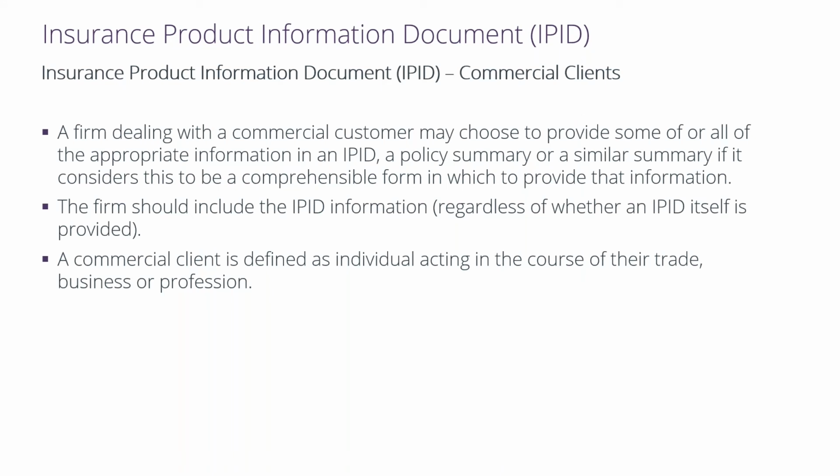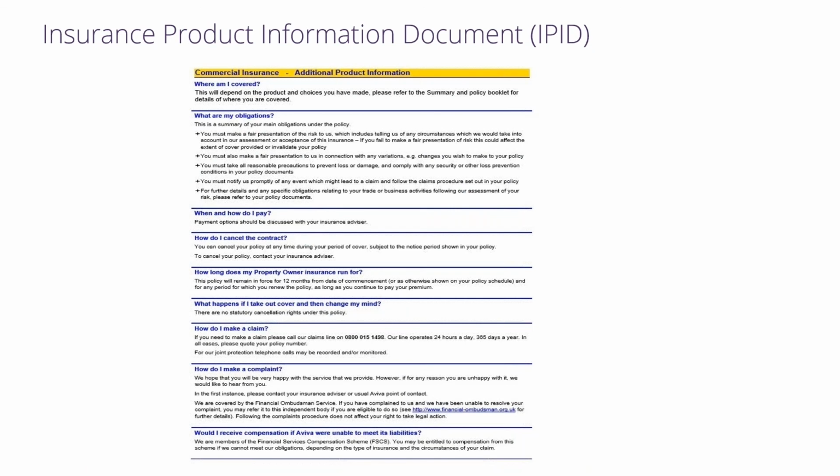Moving on to commercial clients. So a commercial customer is someone acting in the course of business. For example, a landlord who is letting out a property would be classified as a commercial client. So when you're dealing with a commercial client, you may choose to provide some or all of the appropriate information that we've listed on the previous slides in either an IPID, a policy summary, or a similar summary, so long as all the information is provided to your client in a way that they can understand. Here is an example of an insurance product information document that could be issued to commercial clients.